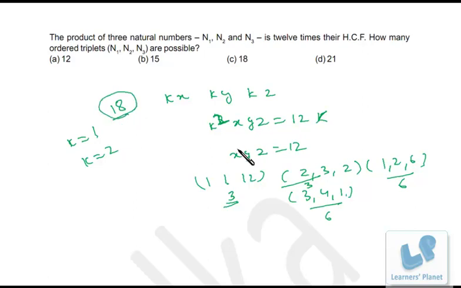When k is equal to 2, that means k square is 4. That means xyz must be 3. That means the single combination is this, right? So x is 1, y is 1, z is 3, or maybe z is 1, x is 1, y is 3. So in all this will be 3 factorial by 2. That's 3 combinations we'll be getting, or 3 ordered triplets, right? So 18 plus 3, in all 21 triplets are possible. Okay, I hope you are clear.